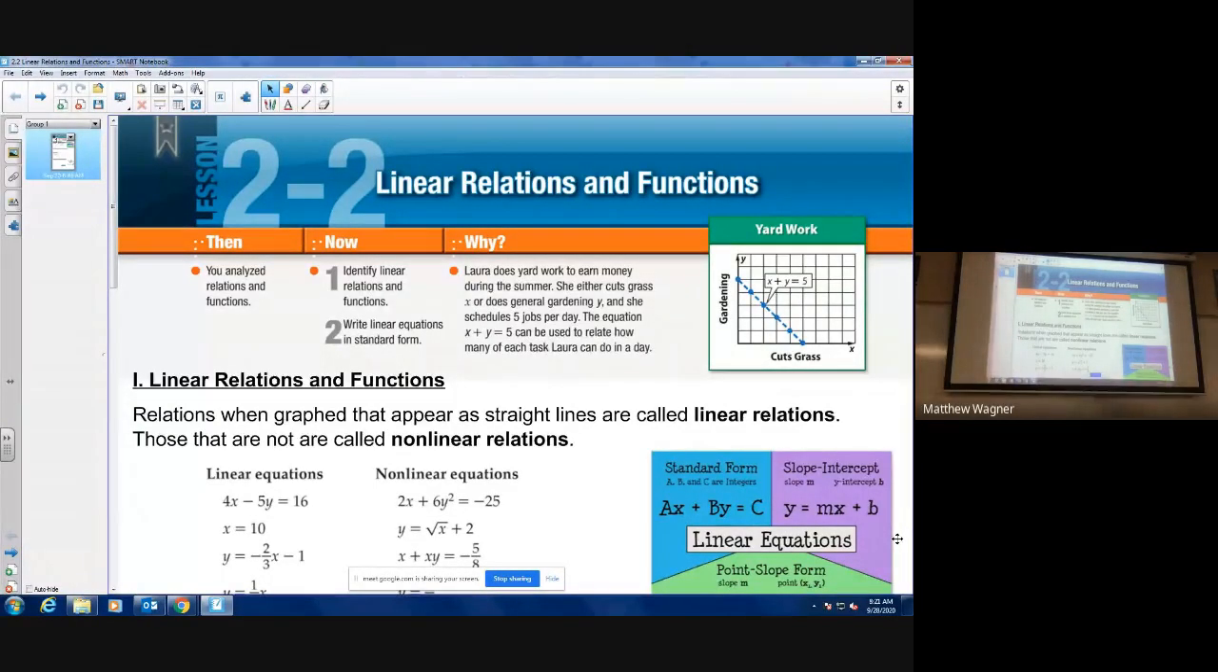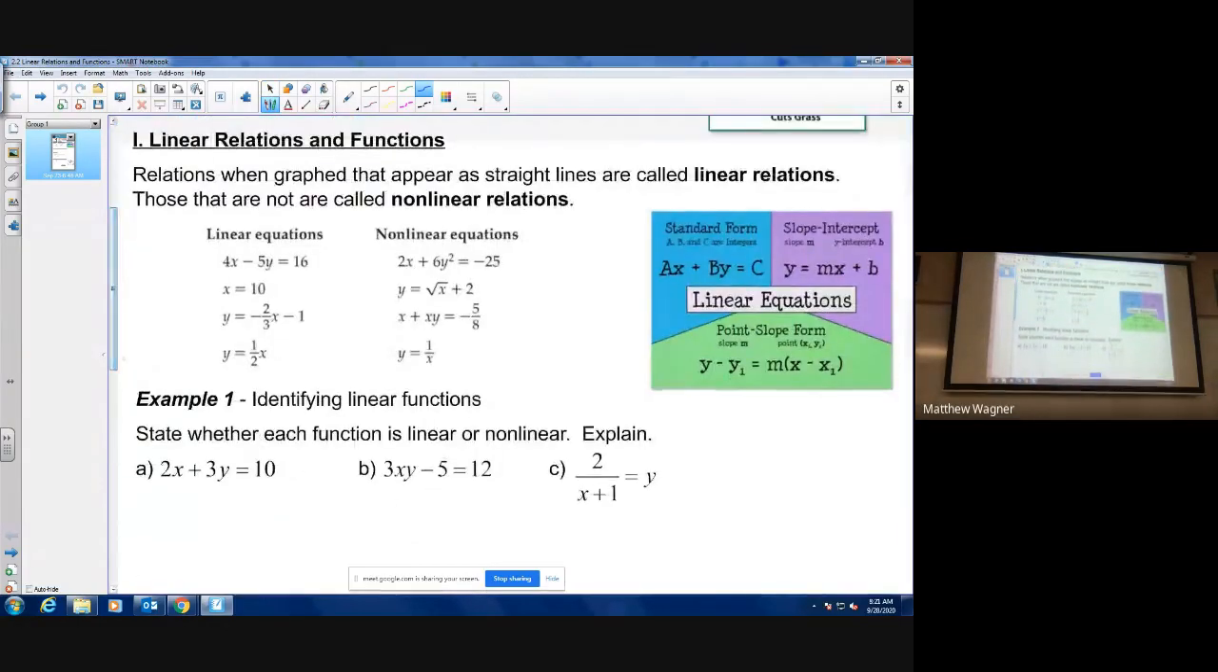All right, you guys, we're going to begin looking at lesson 2.2, linear relations and functions. This lesson is actually pretty straightforward as far as things go, so we'll just dive right into it.